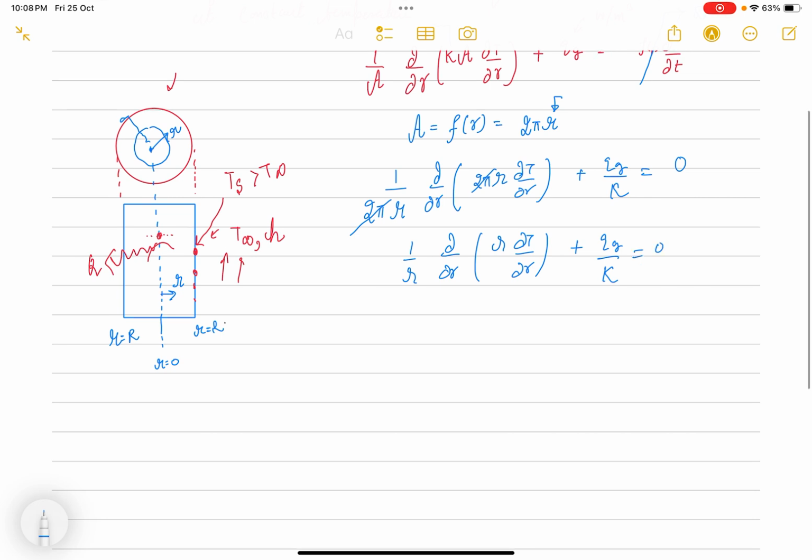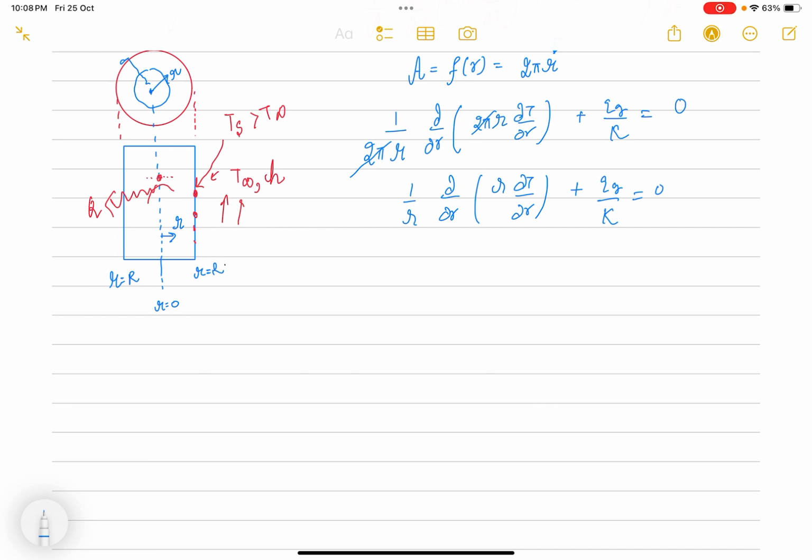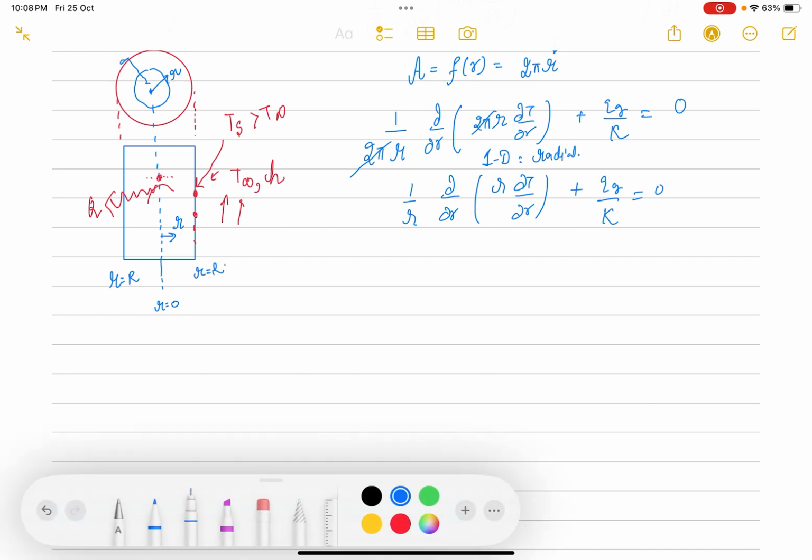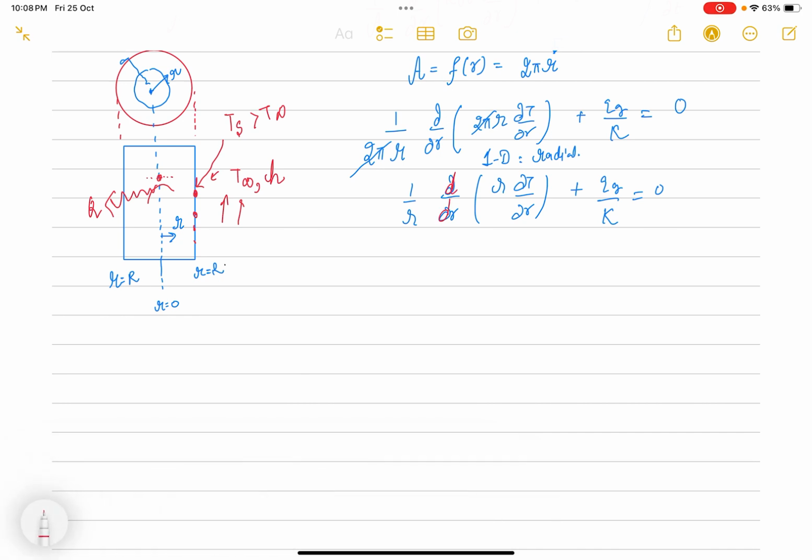So we have to find the solution for this equation. One more thing, since we are assuming only one dimensional heat flow, that is only in the radial direction, right? So we can write these partial derivatives as ordinary derivatives d, right?